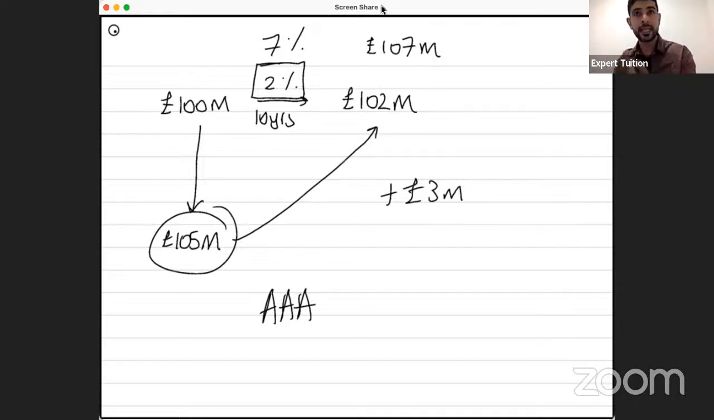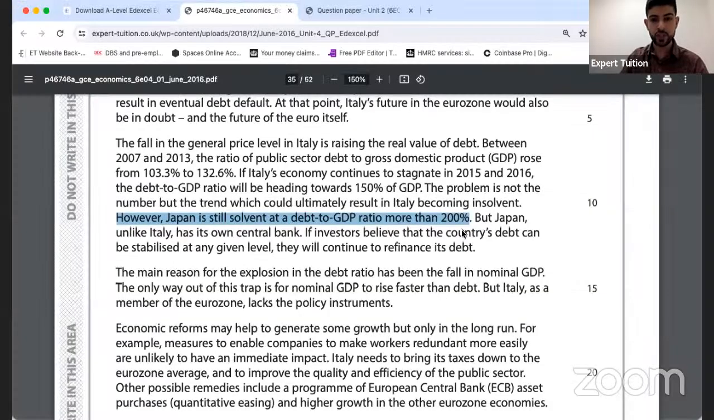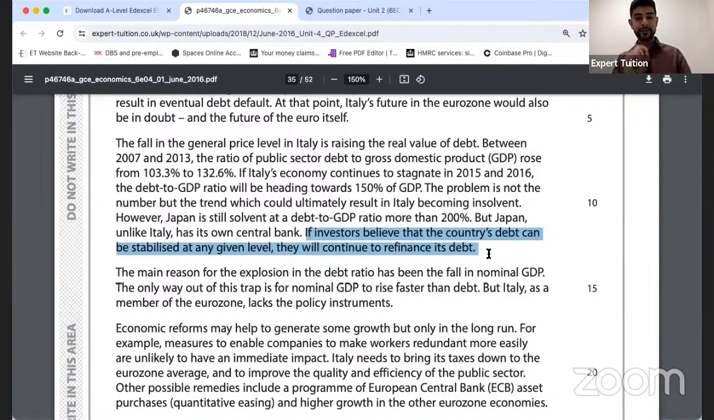But what you do need to know is the idea that just because your credit rating got better or worse doesn't mean the interest on your bonds is going to do what we just said in the analysis. So if I take us through the extract once again, there's a really interesting statement, which is this. It says, if investors believe that the country's debt can be stabilized at any given level, they will continue to refinance its debts. In other words, imagine if I owe £100 million worth of bonds tomorrow. As long as I can go back to the bond market today and issue bonds at a low interest rate, I'll take the money that I just borrowed, give it to the people that are owed the money tomorrow, and it's like a cycle. It's like a Ponzi scheme, basically.